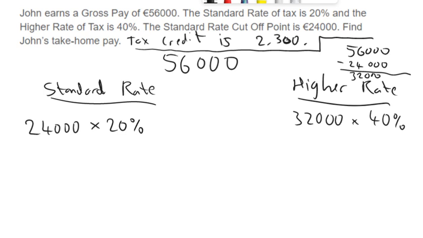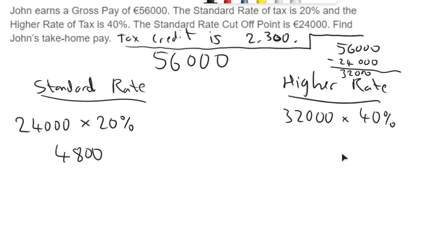Okay, so you can work out what 24,000 times 20% is on the calculator. Just do 24,000 times 0.2, or times 20 and use your percentage button. You should get 4,800. And then do 32,000 times 40% on the calculator, or times 0.4, and you should get 12,800. So you see they're paying a lot at the higher rate here.